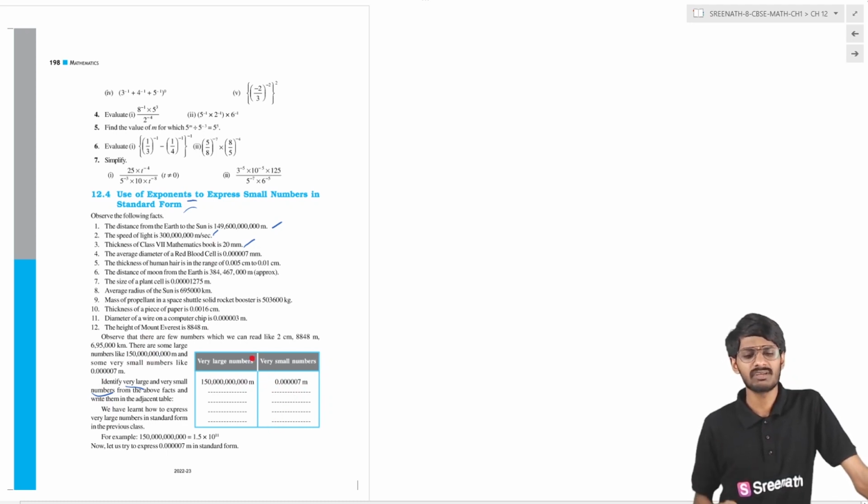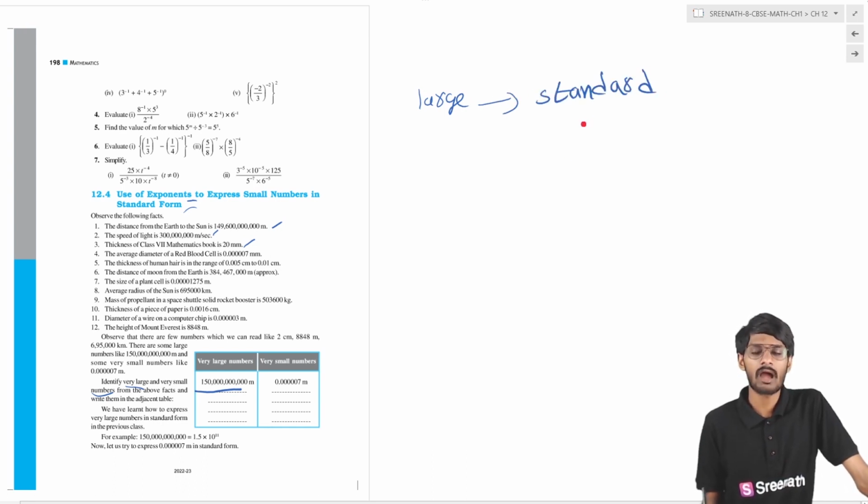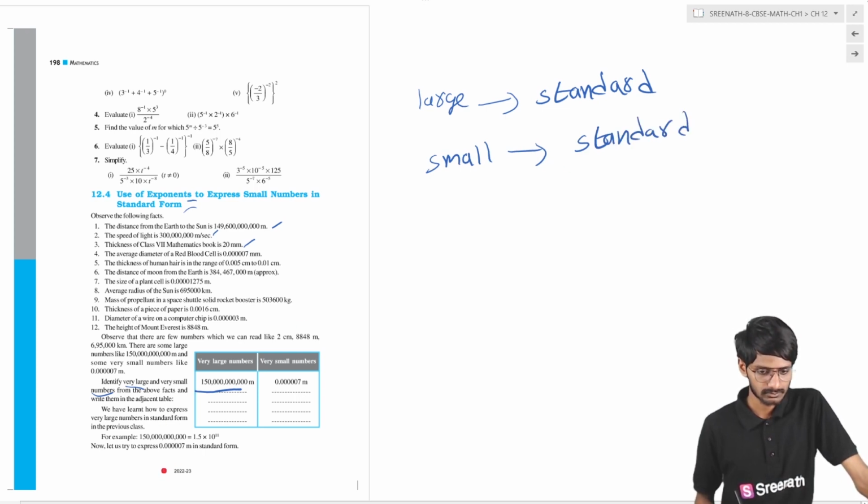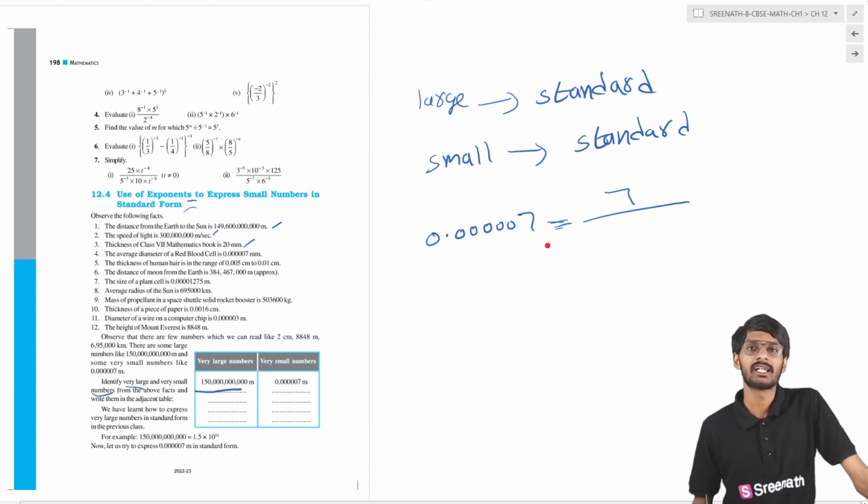So in the previous class we have learned how to express large numbers in standard form. That is the thing we have learned previously. Now we will learn how to express small numbers in standard form. So here we are taking an example of 0.000007. How many zeros? 1 2 3 4 5, 5 zeros are there. So this is the small number. How to represent it? So basically you have to write it as 7 divided by.